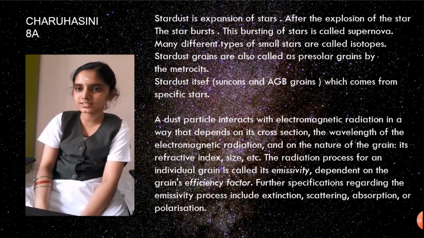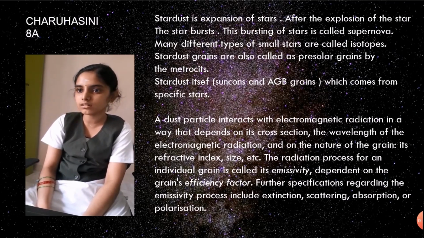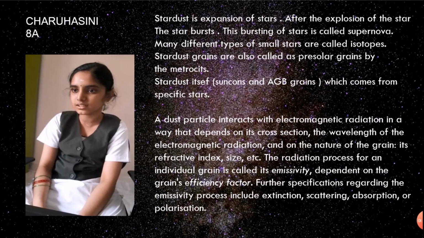Stardust is the expansion of stars after the explosion when a star bursts. This bursting of a star is called a supernova. Many different types of small stars are called isotopes. Stardust grains are also called presolar grains by the meteorites. Stardust itself contains AGB grains which come from specific stars.